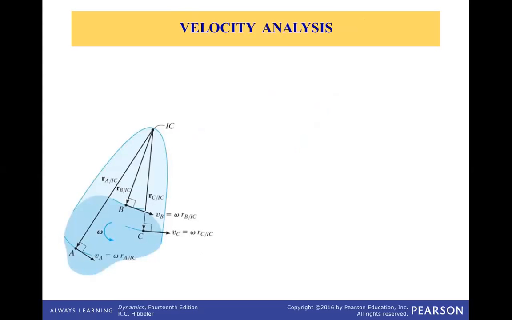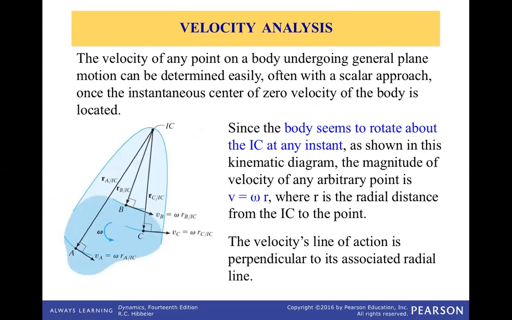Now, once we locate our IC for the object, then you can use the IC to determine the angular velocity of the object at that time instant. So for example, if you are given the velocity of point A, and you determine this is your IC, then the omega should be equal to velocity divided by this R, A to IC.